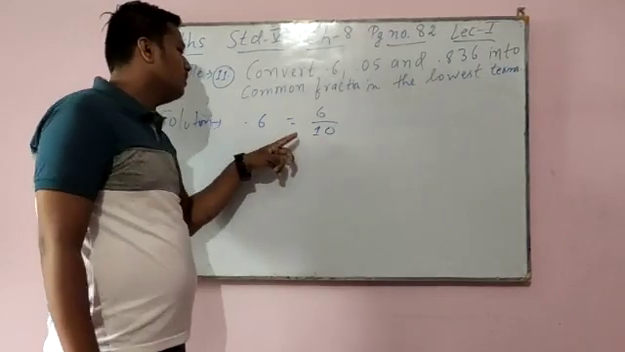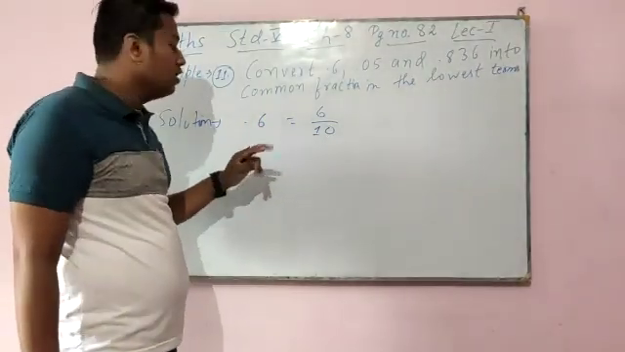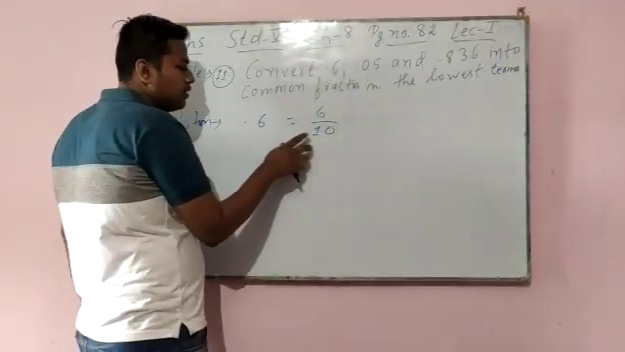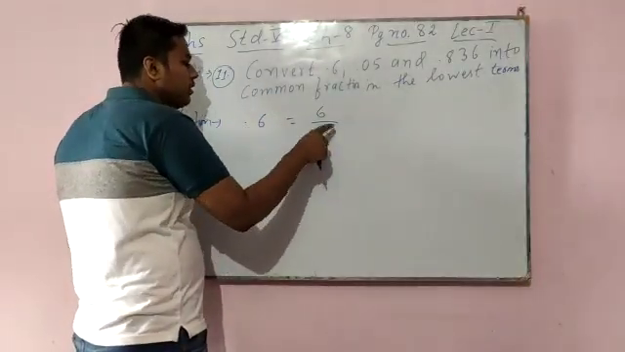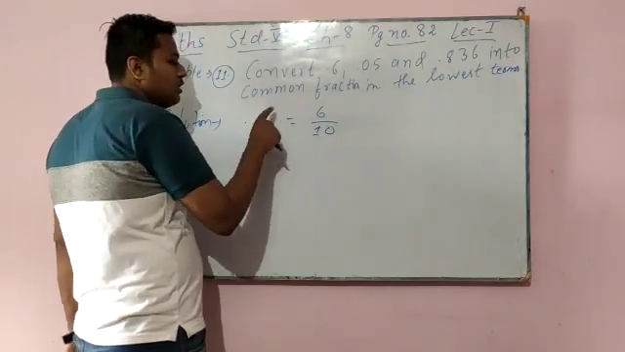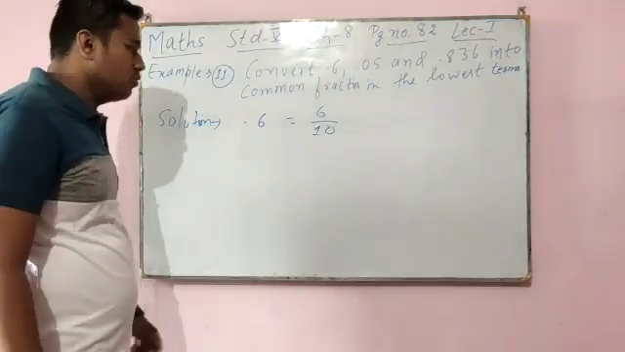So the decimal we will take as a 1 and this 6 we will take as a 0. How? If after the decimal there is one number, then 1 0. If after the decimal there are 2 numbers, then 2 0. If after the decimal there are 3 numbers, then 3 0. But the decimal we will take as 1.